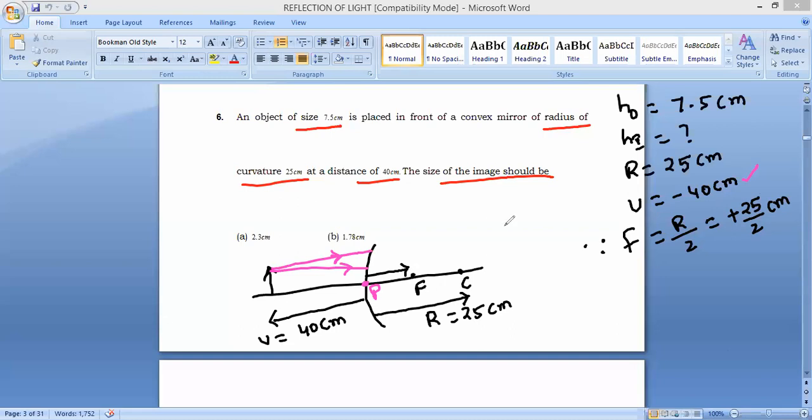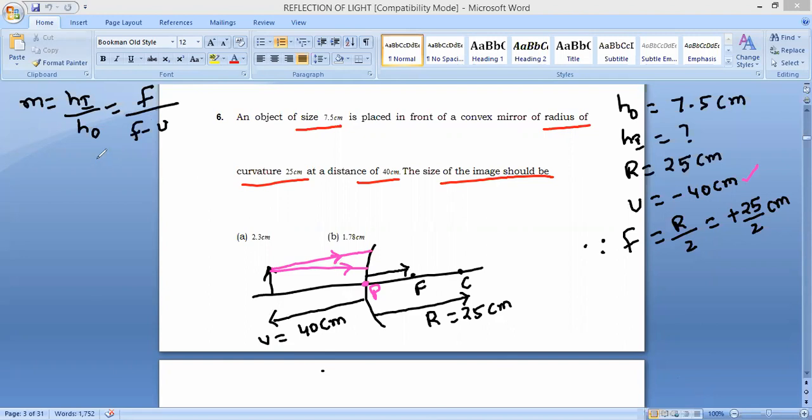What I know is that magnification means hi by h naught. In the previous question, we got the magnification in terms of object distance and focal length, that is f by f minus u. So no need to find the image distance; I found this in the previous problem.